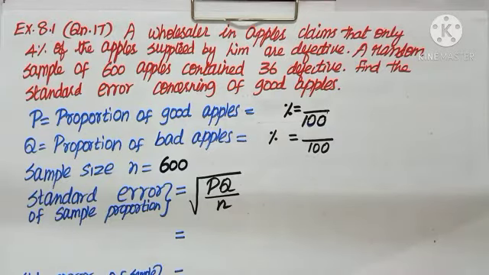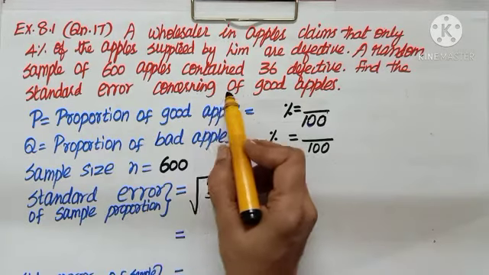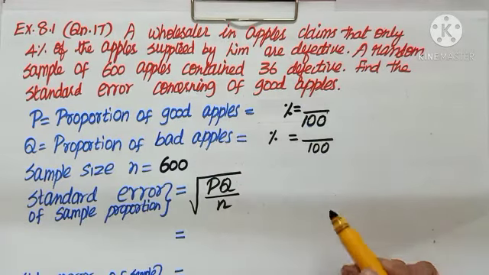Exercise 8.1, question number 17. A wholesaler in apples claims that only 4% of the apples supplied by him are defective. A random sample of 600 apples contained 36 defective. Find the standard error concerning good apples.